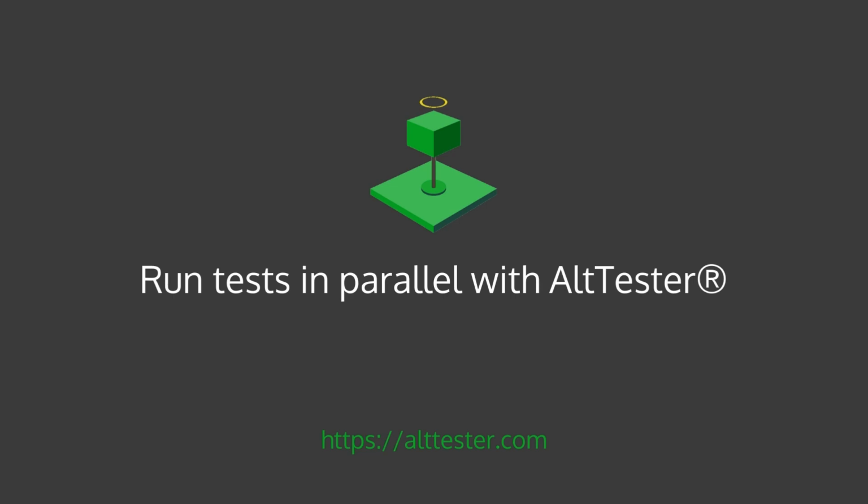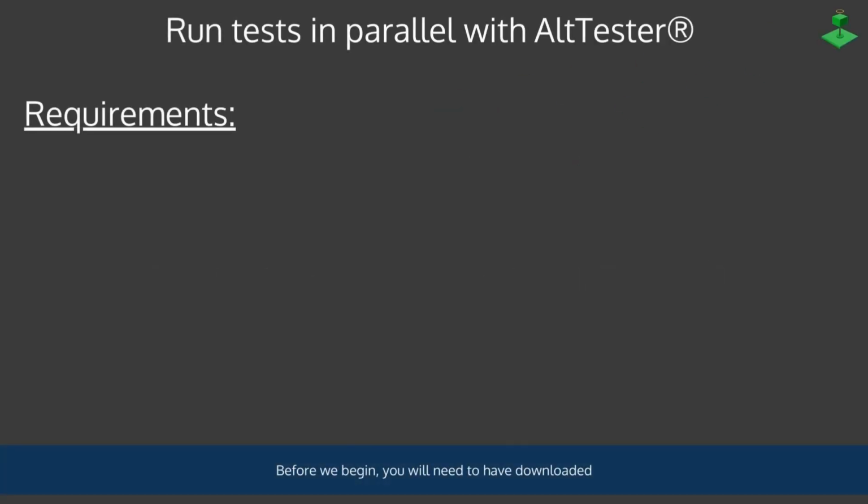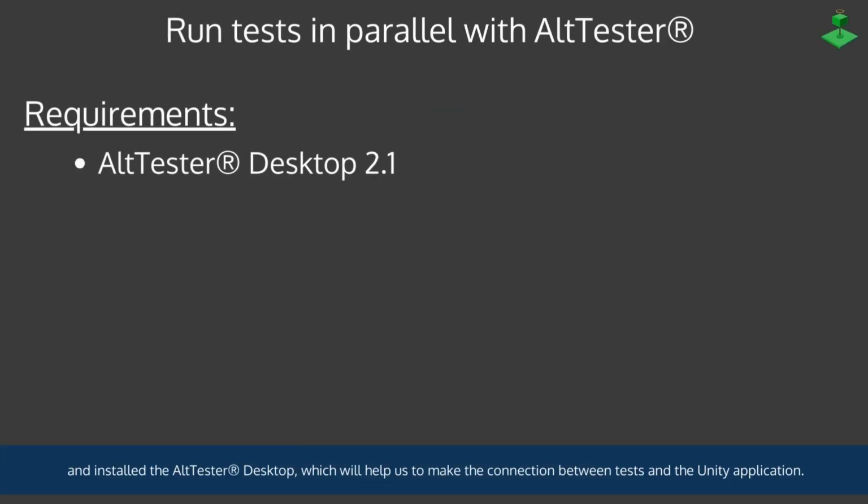Hello everyone! In this video, we will show you how to run tests in parallel using AltTester. Before we begin, you will need to have downloaded and installed the AltTester Desktop, which will help us to make the connection between tests and the Unity application. Make sure you've got the latest update installed.